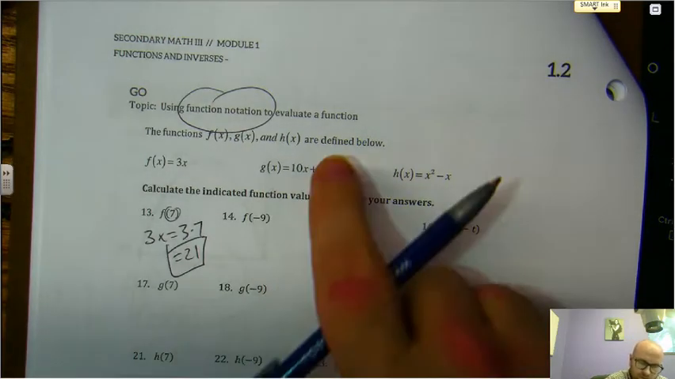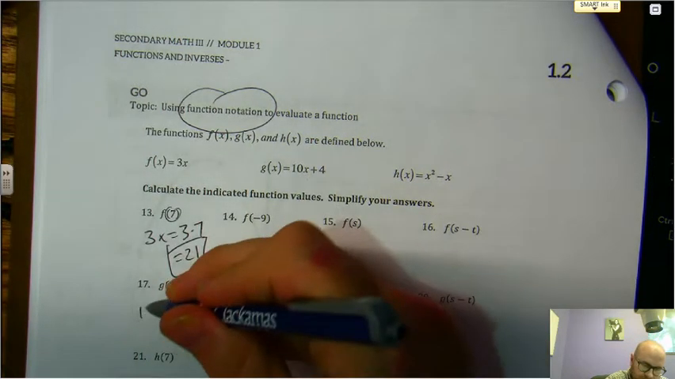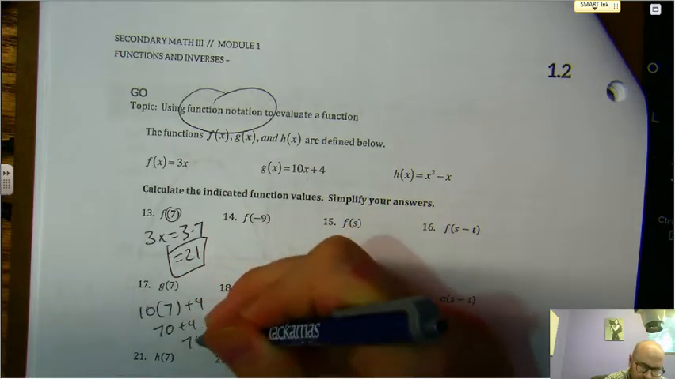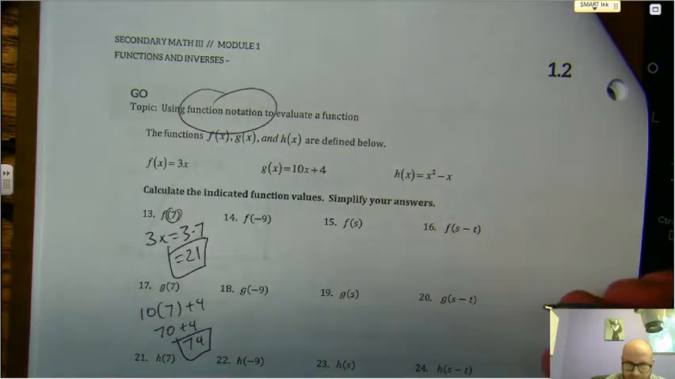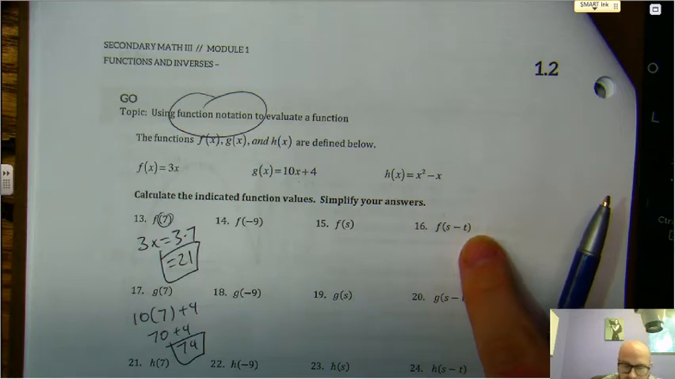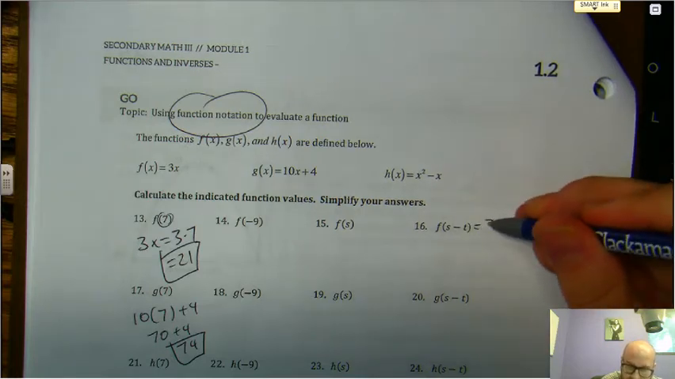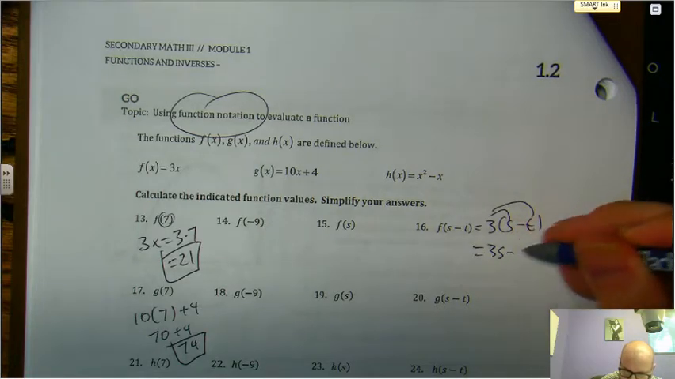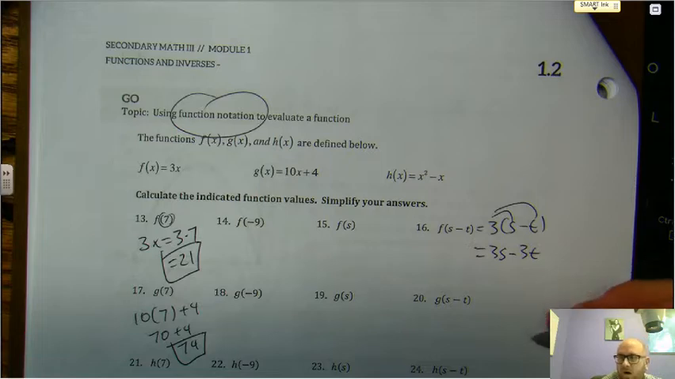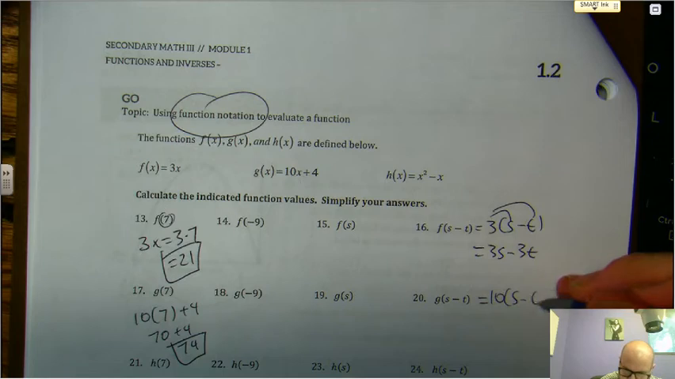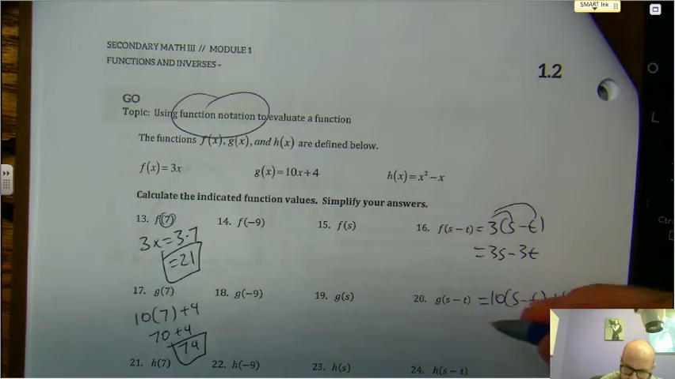g of x, we're going to take 7. So this is going to be 10 times 7 plus 4, 70 plus 4, 74. We're done. Okay. Let's look at our more challenging problems, f of s minus t. So this is going to be 3 times s minus t. Distribute: 3s minus 3t. We're going to do it again for g of s minus t here. So this was 10 times s minus t plus 4, 10s minus 10t plus 4.